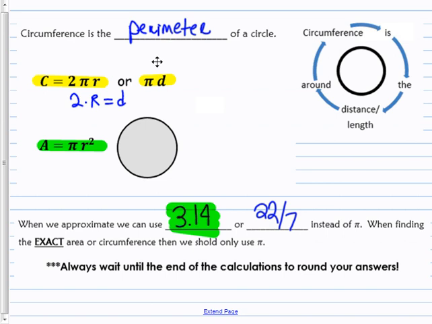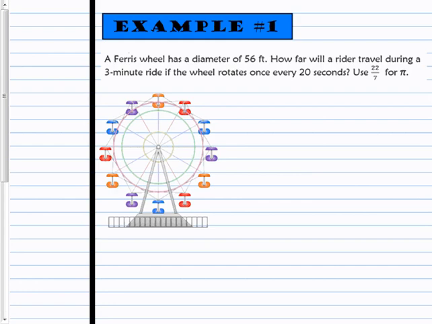As I mentioned in class earlier, though, you need to wait until the end of the problem before you round. If we round every time we do a step, our final answer is going to be slightly off. So you want to make sure you get to the very end of your answer and then round the final answer. Okay? So let's do a few problems.